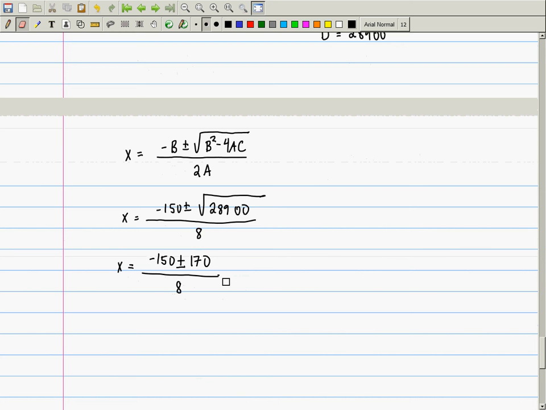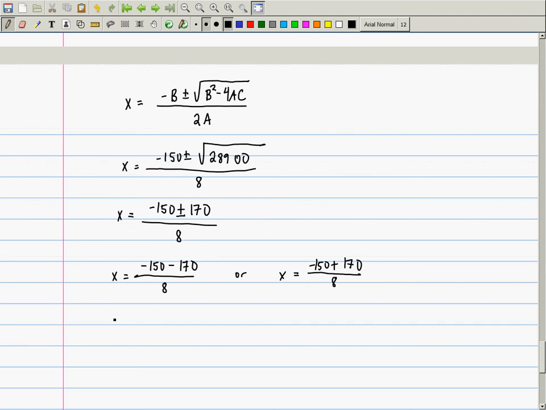And so now you need to write down both of the solutions. One of the possibilities is negative 150 minus 170 over 8. And the other possibility is that x is negative 150 plus 170 over 8. Okay, two possibilities. So negative 150 minus 170 is negative 320 over 8, or x is 20 over 8. So x is negative 40, or x is 2.5.